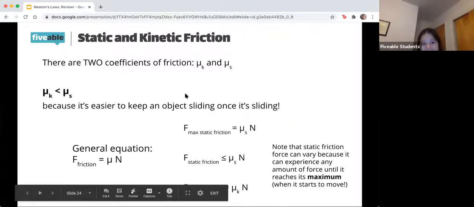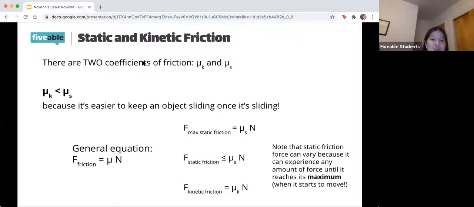Some equations, yay! There are two different coefficients. I know we talk about mu, but there's mu k and mu s. Mu k is for kinetic friction, and mu s is for static. And this is just an inequality that you can try to memorize: static mu, or static friction, is greater than kinetic.